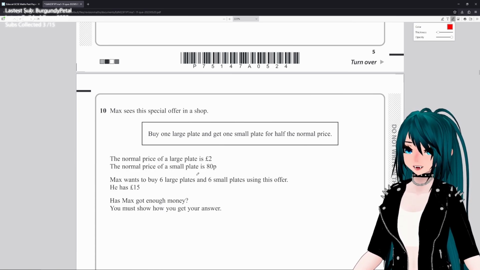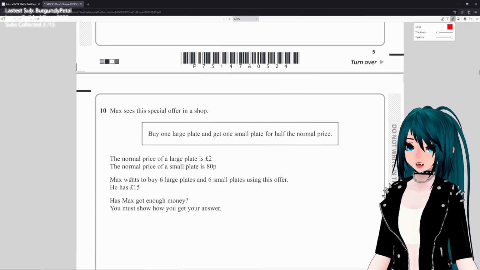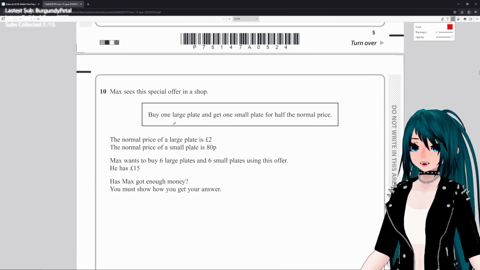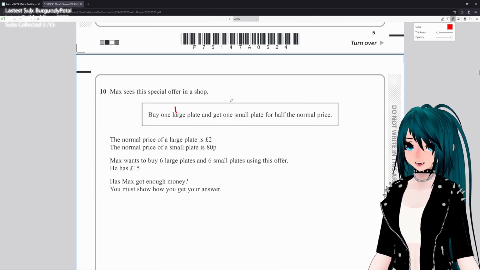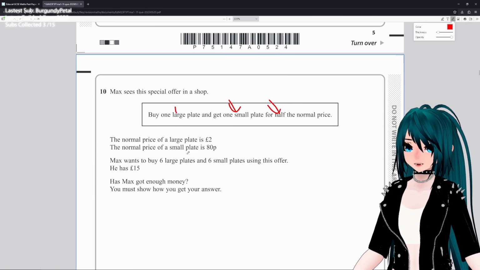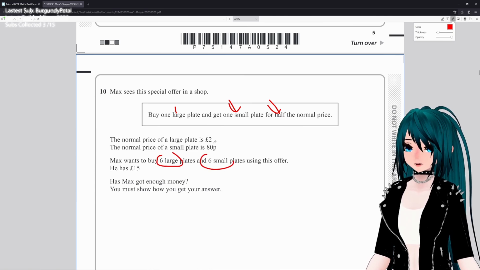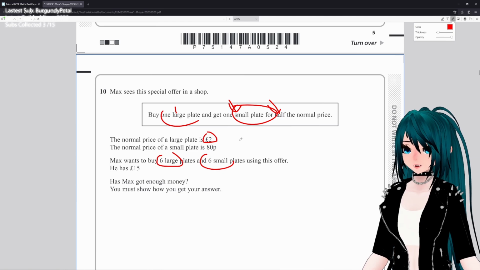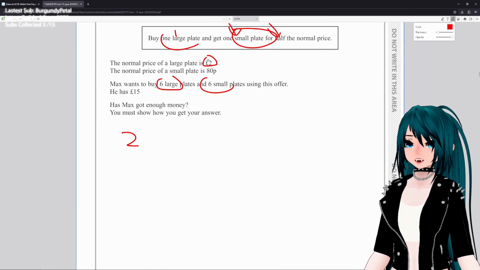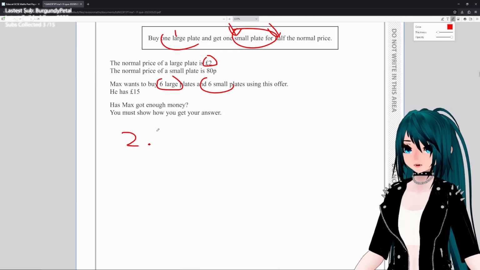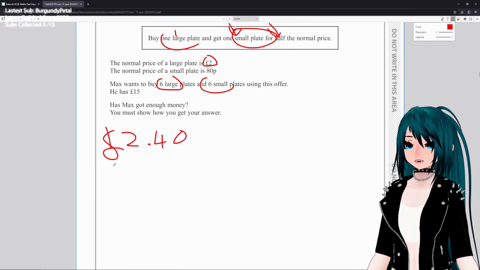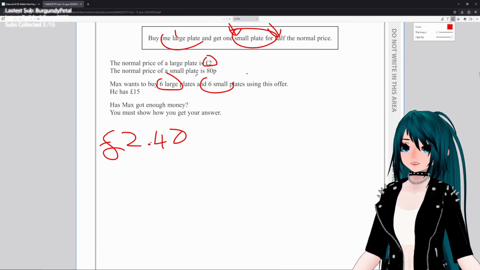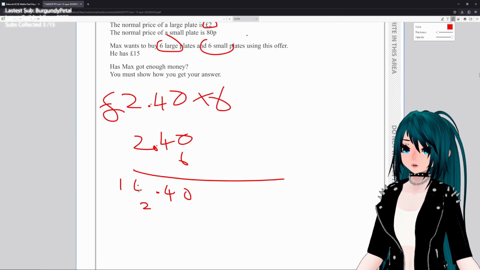He wants to buy 6 large plates and 6 small plates using this offer, and he has £15. Has Max got enough? Okay, so for every 1 large plate he buys, he gets 1 small plate at half price, and he's buying an equal amount here. So if I figure out how much a set of 1 large and 1 small costs, we just times that by 6. £2, and he gets an extra one for 40p. So it's gonna be £2.40 for the set. I combined a pound sign and a dollar sign there. So he has £2.40 for the set, right? And we times that by 6, 14.40, right?